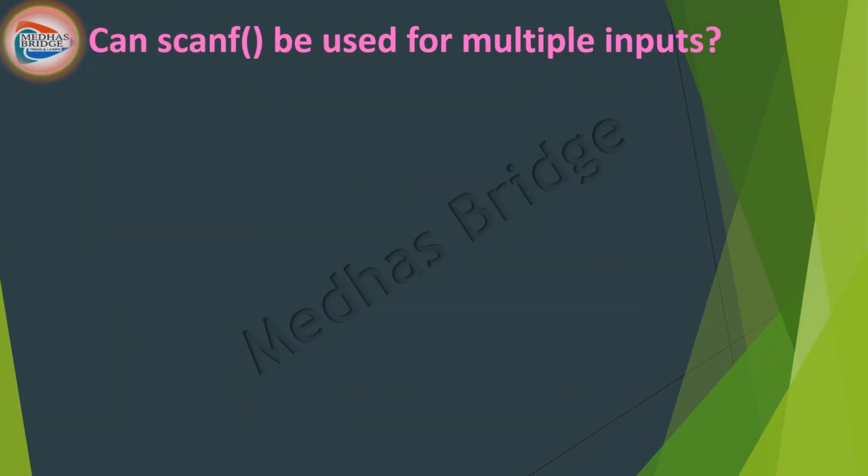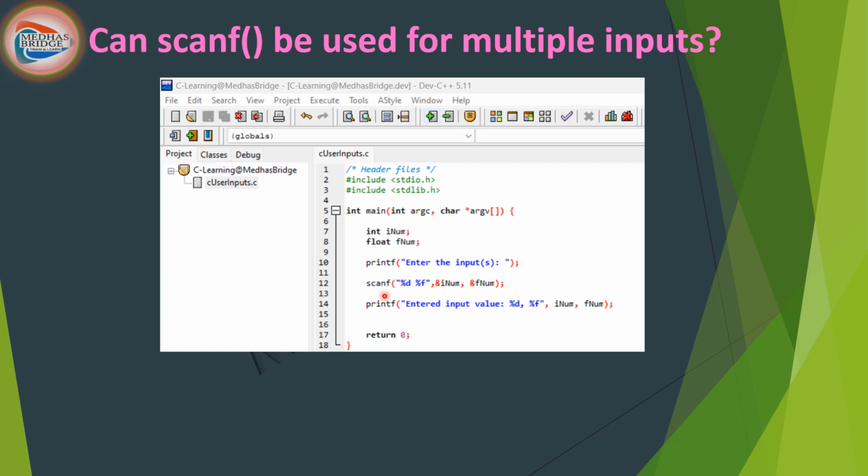Now the question is, can scanf be used for multiple inputs? Yes, the answer is definitely yes. This is a sample program. I have two variables, an integer variable and a float variable. In the scanf I made modifications to read the two input values: %d %f, &num, &fnum. The first format specifier is for the first variable, which is an integer. The second format specifier is for the second variable, which is a float. In the same order I'm displaying the output as well.